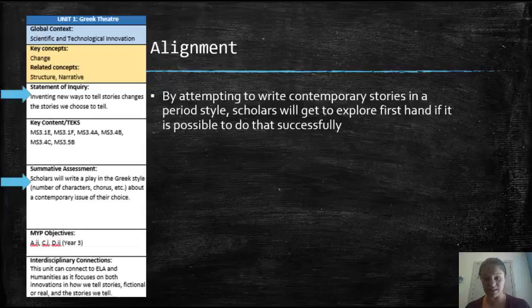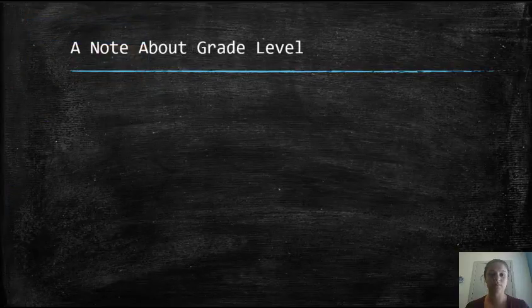And then on that day that I have at the end of every unit where we sit down and we reflect and we talk about it, we can talk, whole group, about were these plays successful? Why not? What is the issue? Can you take a Greek style, the format of a Greek play, and make it applicable to life today? So they're going to be firsthand gathering information about that.